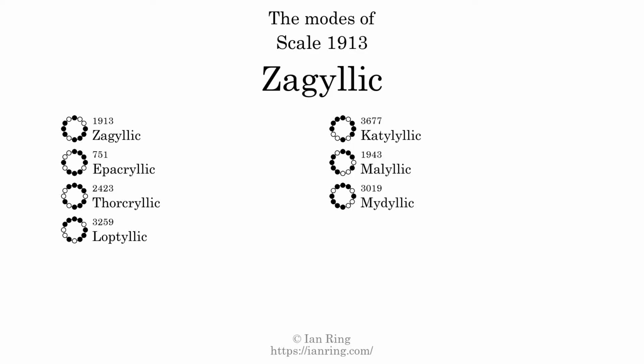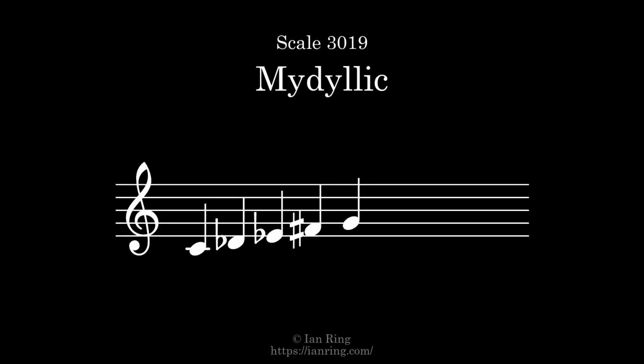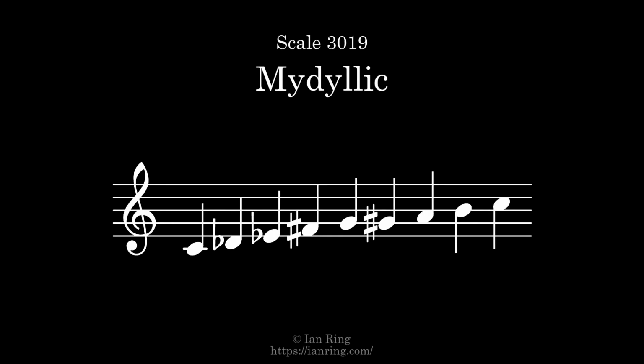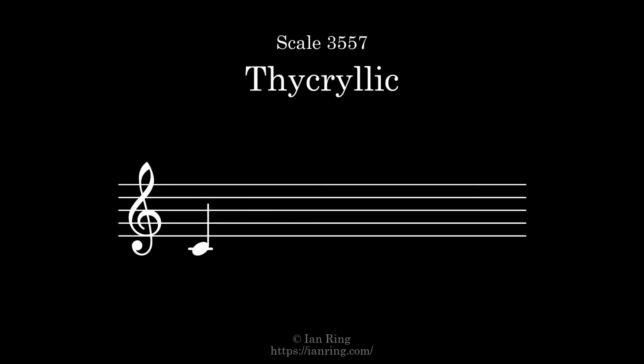The seventh mode is scale 3019, also known as Midilic. It sounds like this. The eighth and last mode is scale 3557, also known as Thicrylic. It sounds like this.